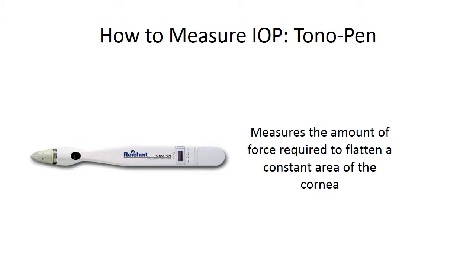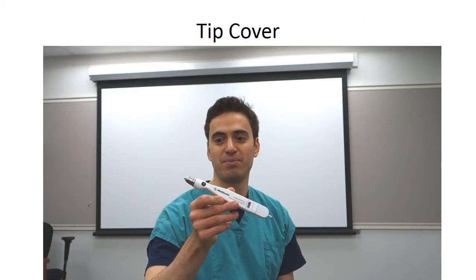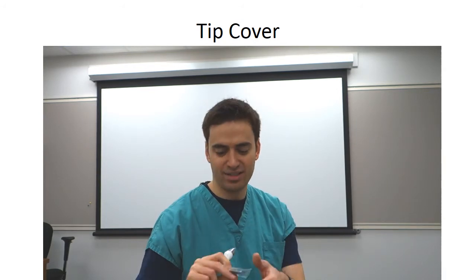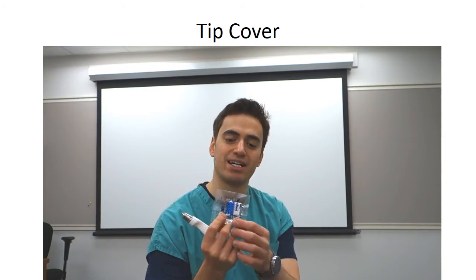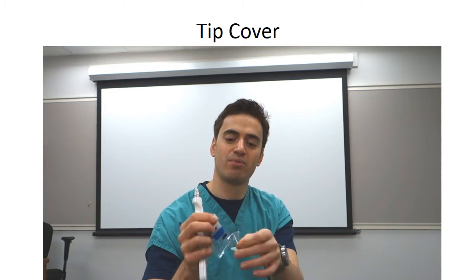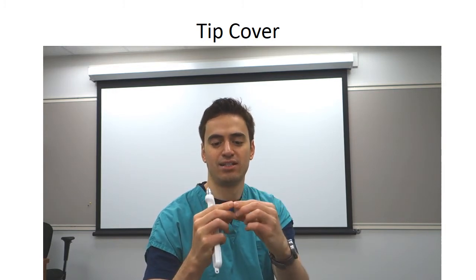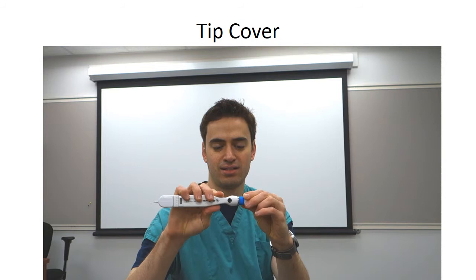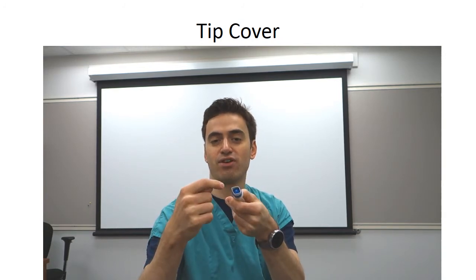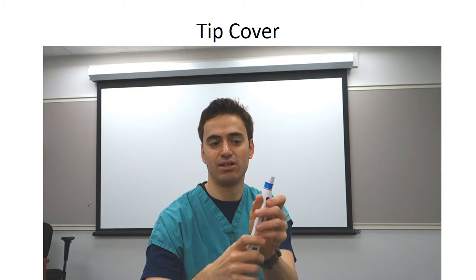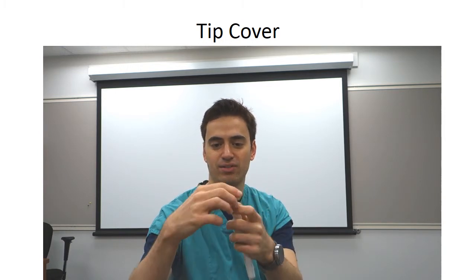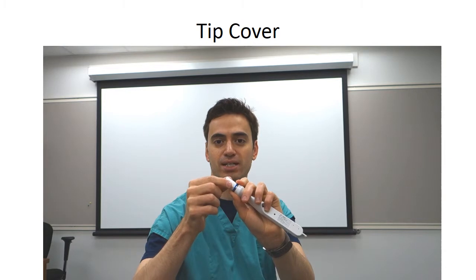The Tono-Pen measures the IOP indirectly by measuring the amount of force required to flatten a constant area of cornea. You may have one of these in your emergency room or office. This is the Tono-Pen without the cover. The covers are sterile, and so you want them in this kind of packet. You want to tear open the packet, and you want to place them into the blue side. You don't want to touch the front part of it because that'll actually make it not sterile. So you put this part down, you scroll it down, and then just take off the cardboard piece.